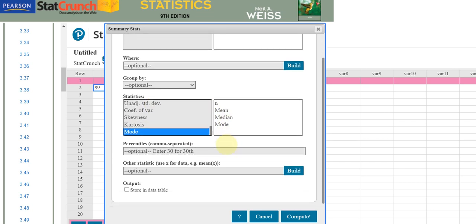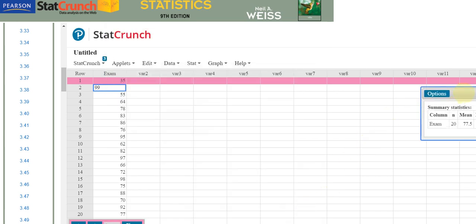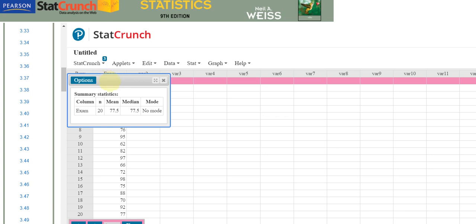Now later we talk about percentiles. Your percentiles, you can get them here, and that's it. Hit compute and check out the display.